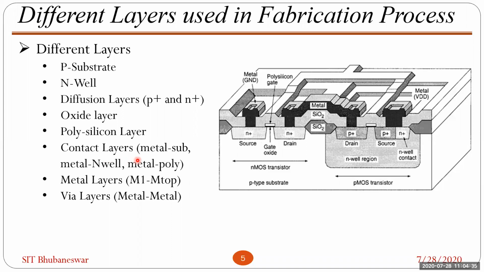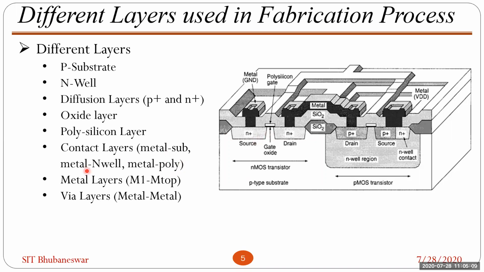Next is contact layers. You can see this is the metal layer, the black one. Above the N plus or above the P plus, all the black layers are nothing but metals. This is aluminum metal. In between the N plus and metal, the connection is a contact. Contact layers are metal to substrate, metal to N-well, metal to poly, and metal to diffusion. I have not mentioned metal to diffusion here, but those contacts are there.